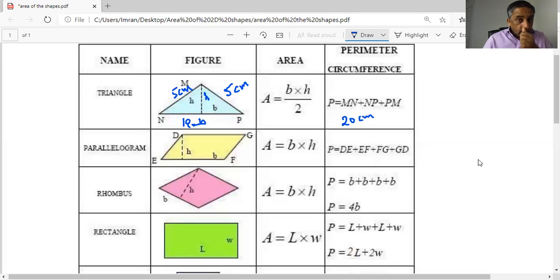So remember, I'm not going to do area because we have done area in a couple of videos before as well. But my main focus will be on the perimeter, how to find the perimeter. But I will still explain how to find the area, the formula of the area.